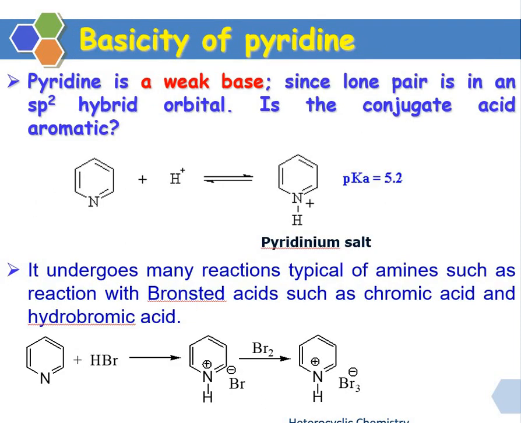Now, basicity of pyridine. You know, my friend, pyridine is a weak base, since the lone pair is in an sp2 hybridized orbital and the conjugate acid is aromatic. You can see in this reaction scheme, pyridine reacts with an acid proton, forming a pyridinium salt, with a pKa value of 5.2. It undergoes many reactions typical of amines, such as reaction with Bronsted acids such as chromic acid and hydrobromic acid.